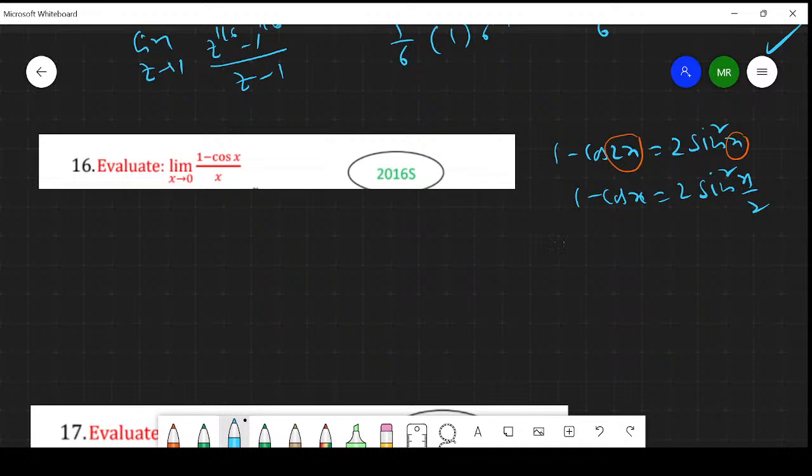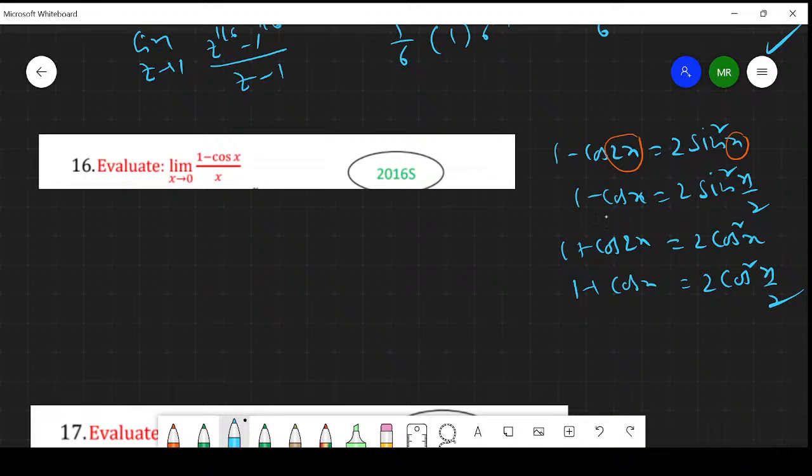Similarly, remember the concept I am telling here. Suppose 1 plus cos 2x: whenever we have 1 plus cos 2x, this will be 2 cos square x. That means 1 plus cos x will be 2 cos square (x by 2). Remember this formula in trigonometry.